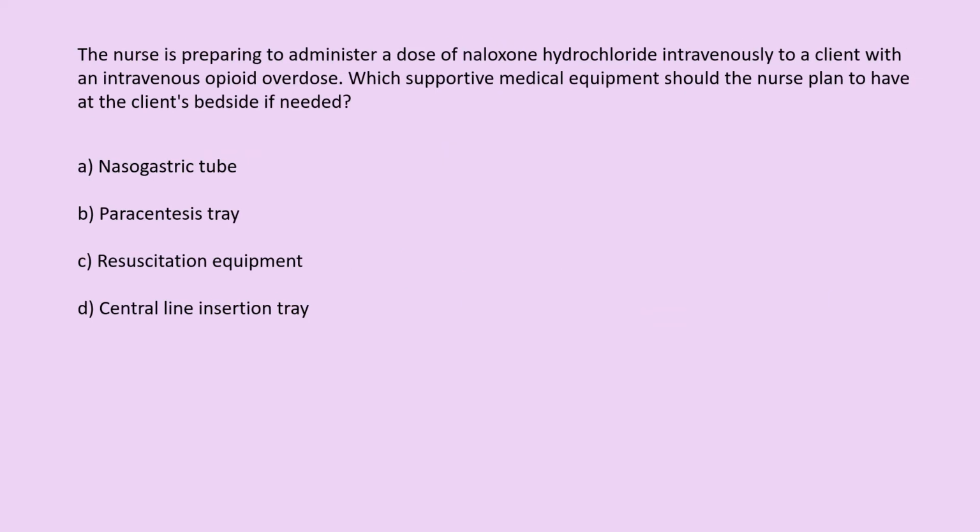The nurse is preparing to administer a dose of naloxone hydrochloride intravenously to a client with an intravenous opioid overdose. Which supportive medical equipment should the nurse plan to have at the client's bedside if needed? A. Nasogastric tube. B. Paracentesis tray. C. Resuscitation equipment. D. Central line insertion tray.